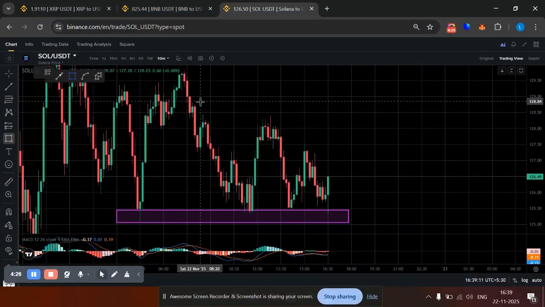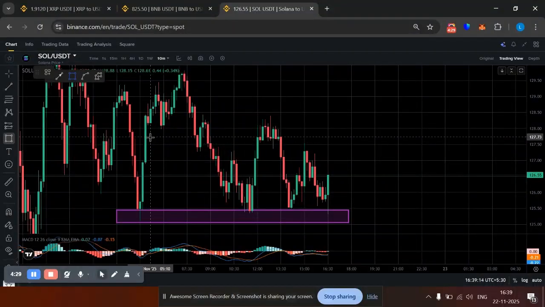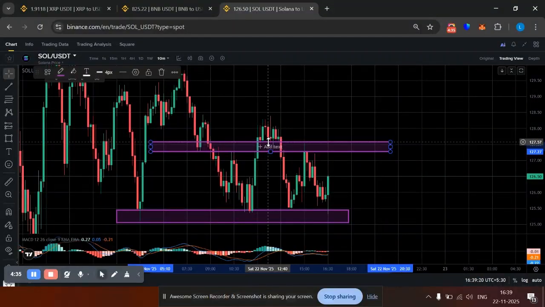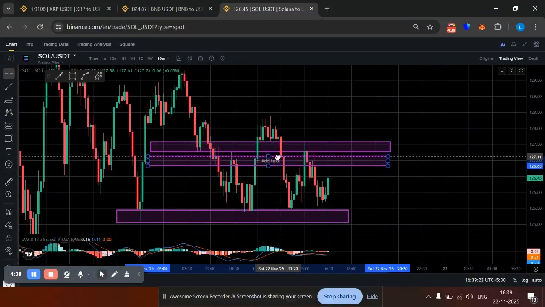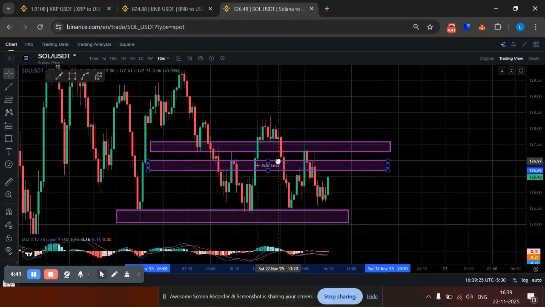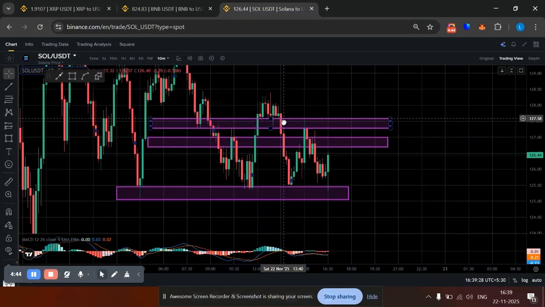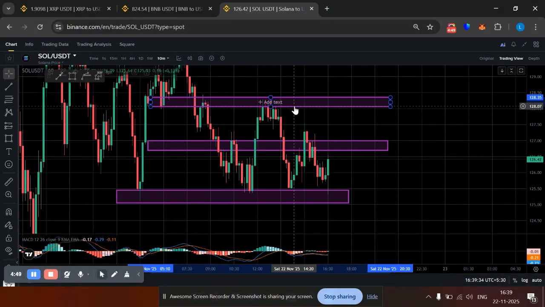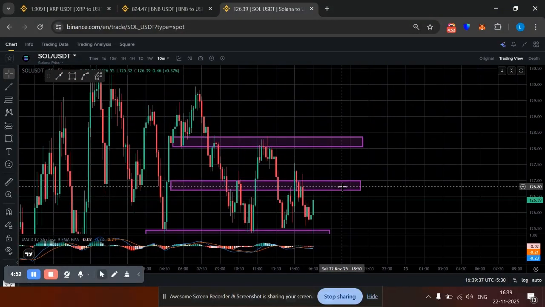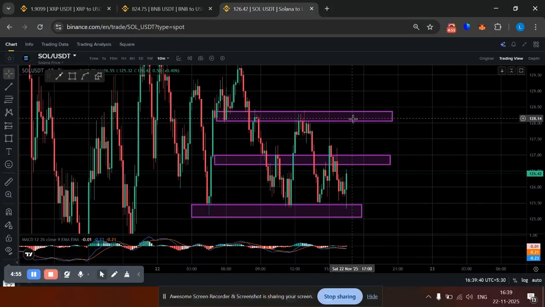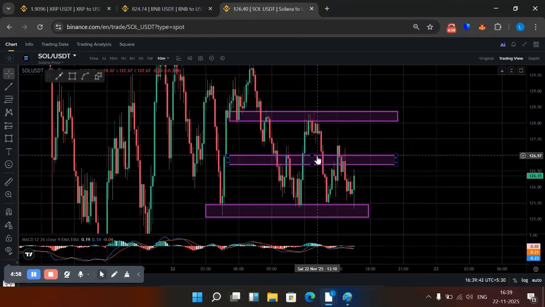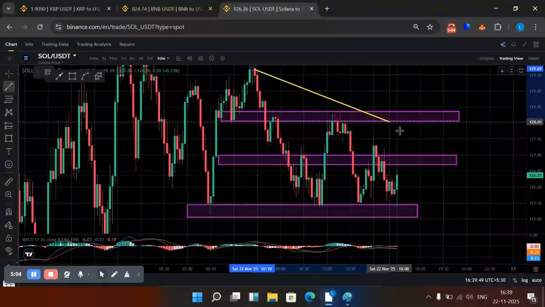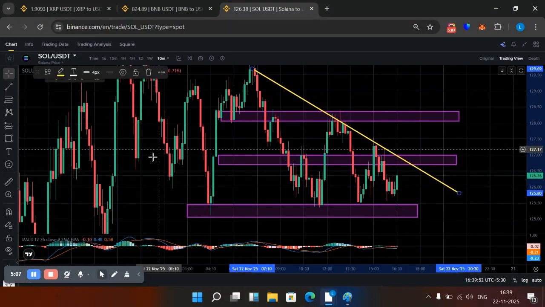Now let's look at the resistance here. The first resistance we are going to look at is this one. Another one, let's take it out. Let's take this also as a resistance. Then let's take not this one, let's take this as a resistance. Now this can be formed either like this, or if you want to look at it as a kind of bigger chart, we can also look at it like that. This is the resistance. Now what is the support here? Let's look for it.